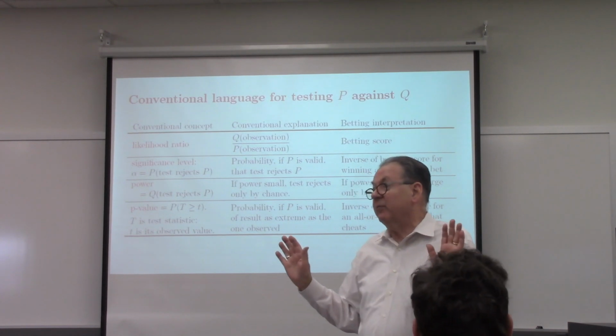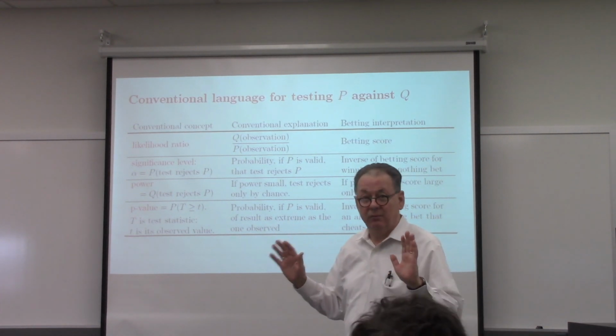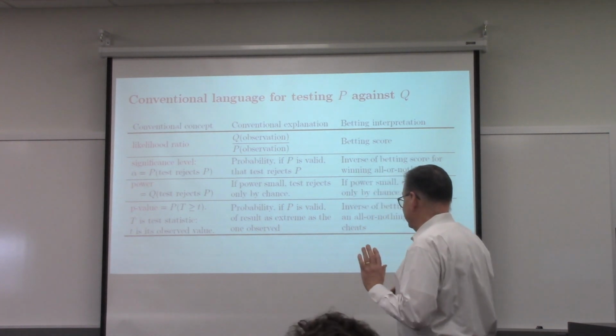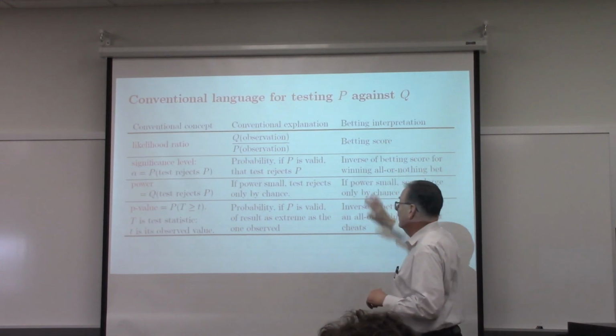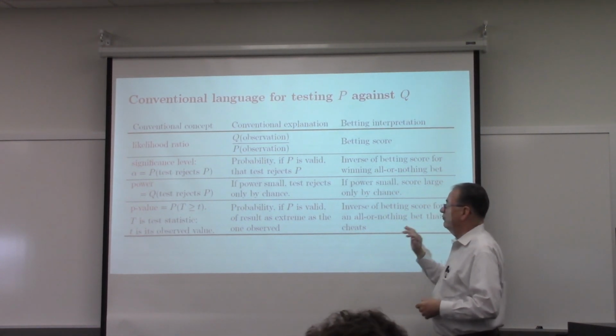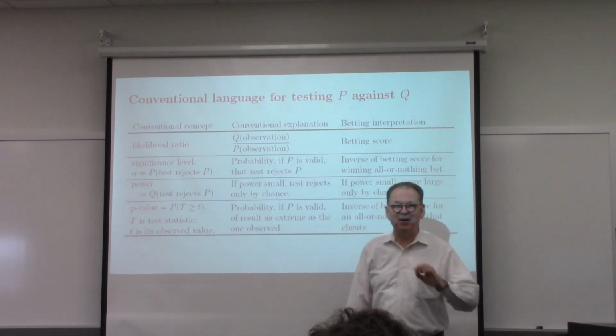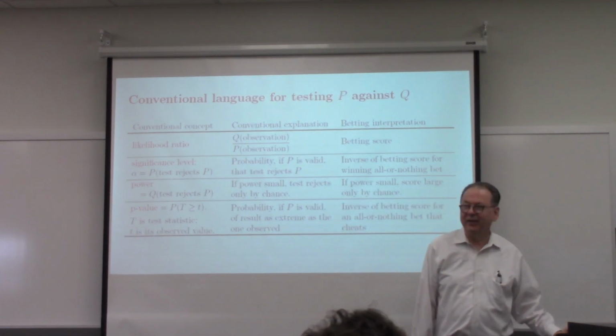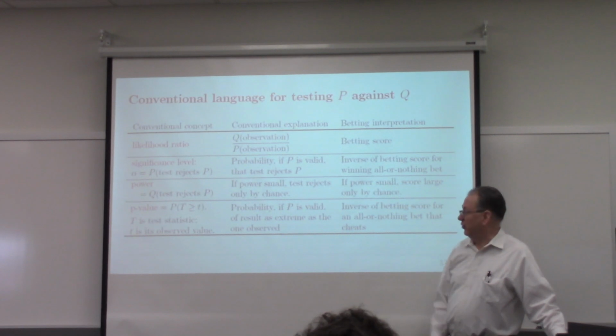I don't have to do all or nothing bets. I can do something more clever. But the significance test is like an all or nothing bet. And a p-value is really cheating. I'll show you that it's cheating. So these are the betting interpretations.